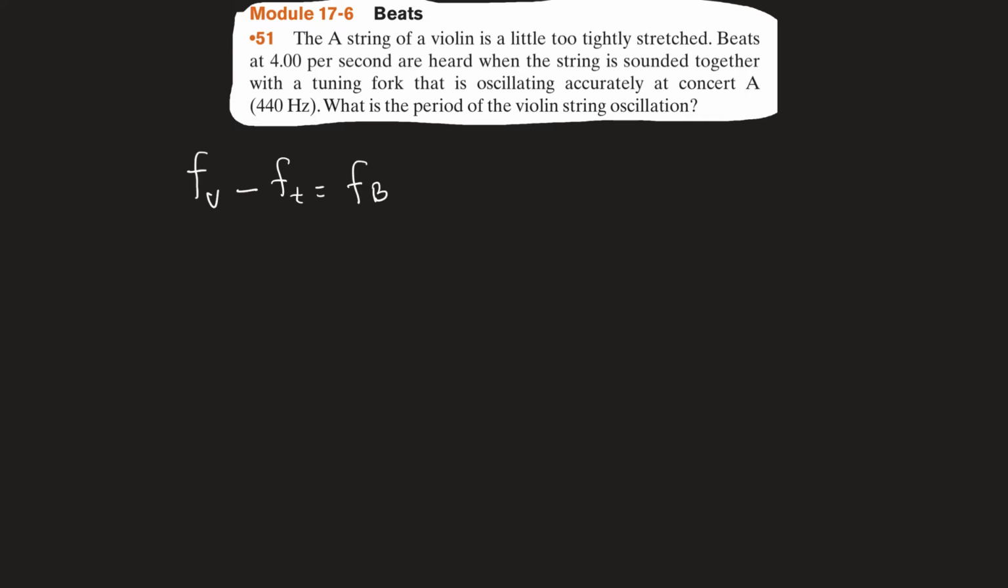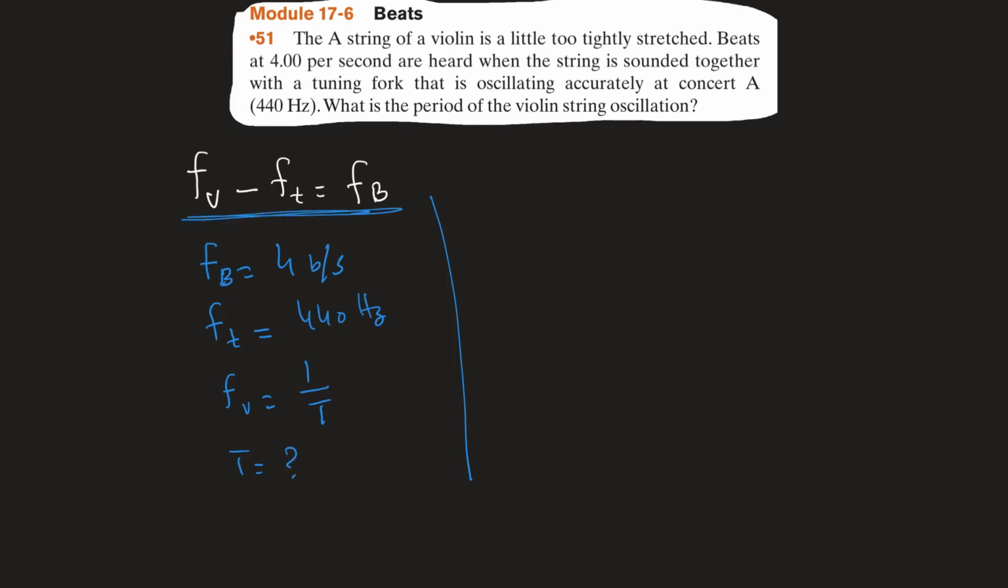So now write the data. Beat frequency is equal to 4 beats per second, and FT, the frequency of the tuning fork, is 440 Hz. And we also know that the frequency of the violin is related to the time period by this equation. So now we can solve for this time period.